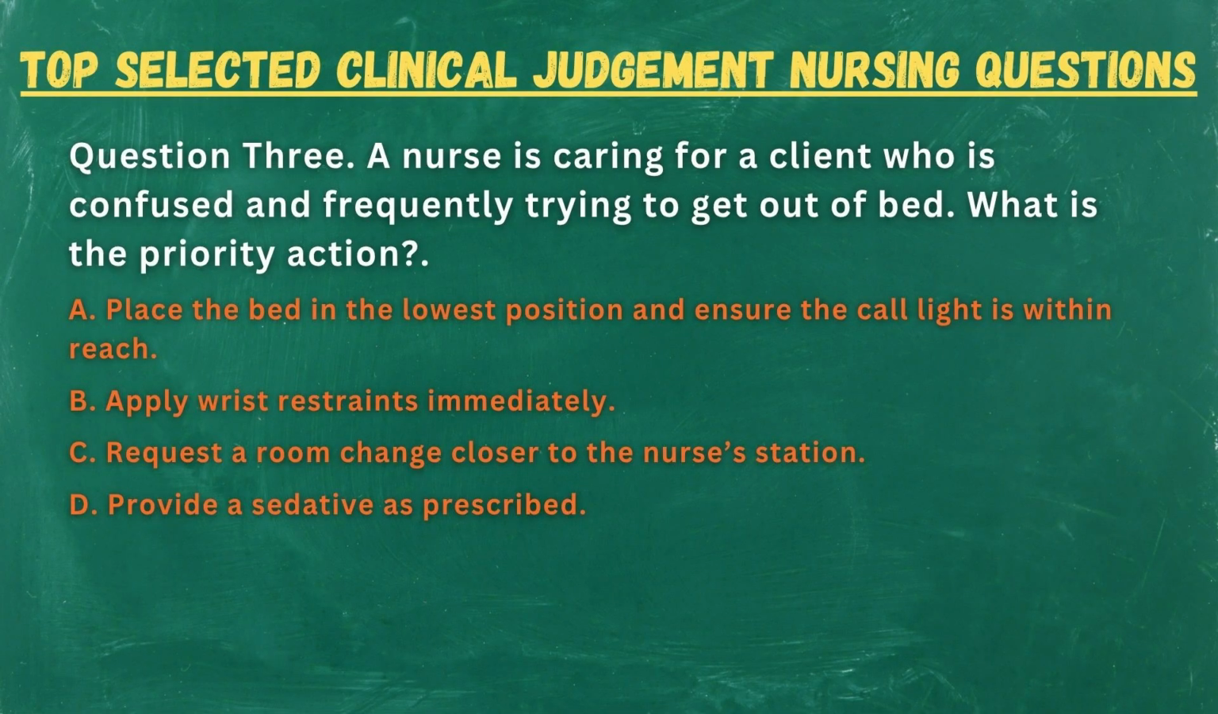Question 3. A nurse is caring for a client who is confused and frequently trying to get out of bed. What is the priority action? A. Place the bed in the lowest position and ensure the call light is within reach. B. Apply wrist restraints immediately. C. Request a room change closer to the nurse's station. D. Provide a sedative as prescribed.